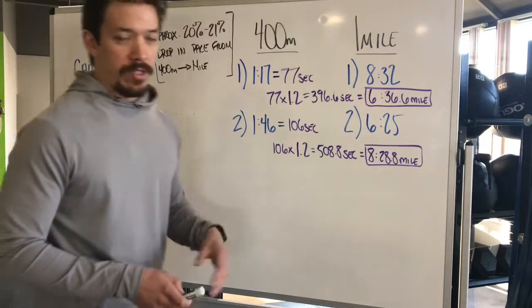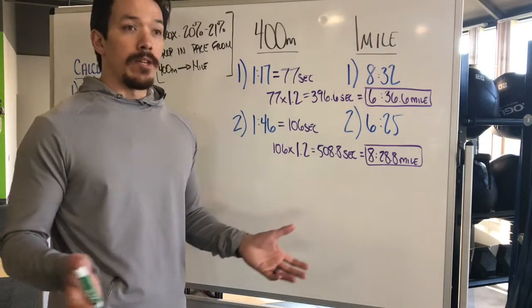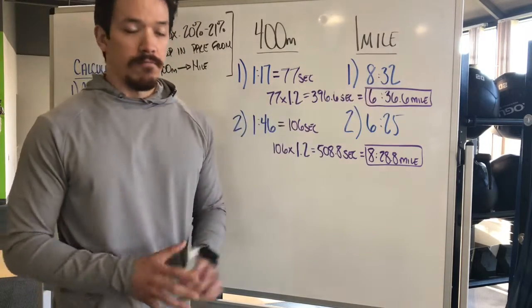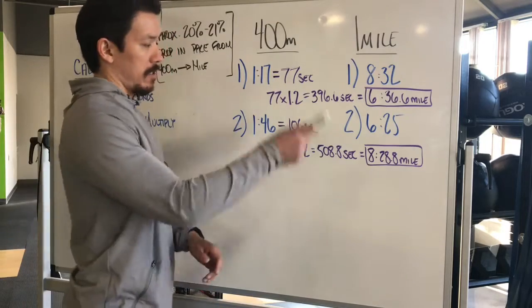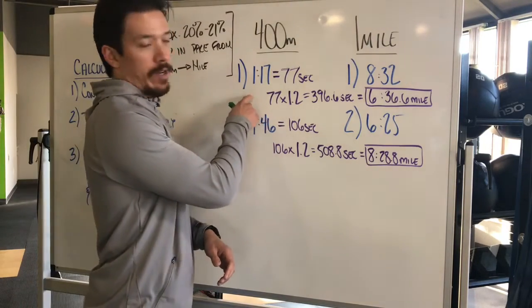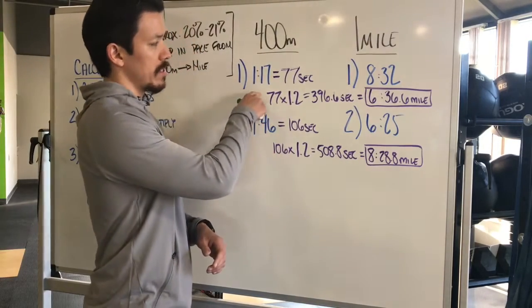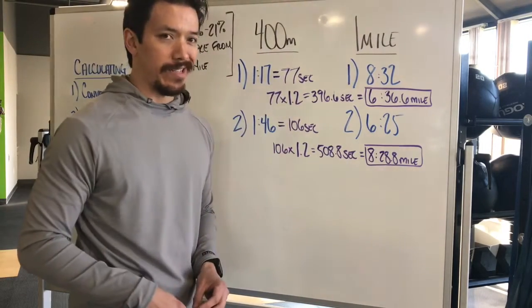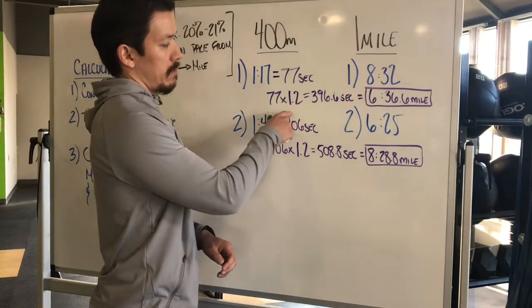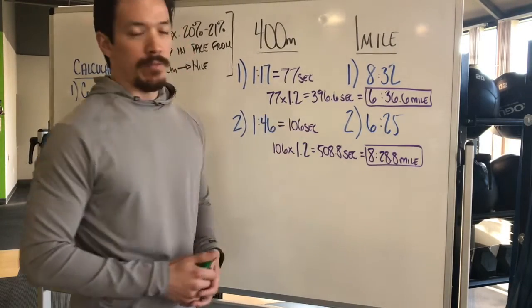So we have a couple of examples. These are arbitrary examples. I have no idea what everybody actually ended up running this morning, not a clue. But let's say somebody ran a 1:17 400 and an 8:32 mile. So this 1:17 converts to 77 seconds. You multiply the 77 times 1.2, you get 92.4 seconds.